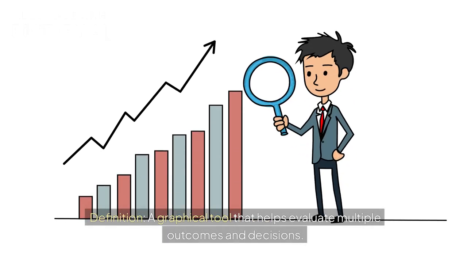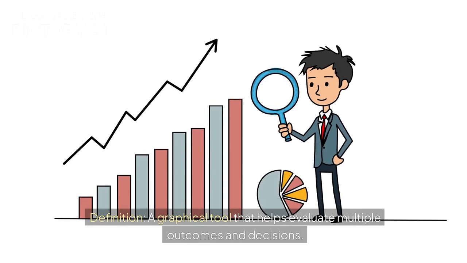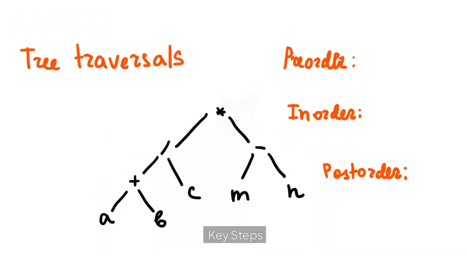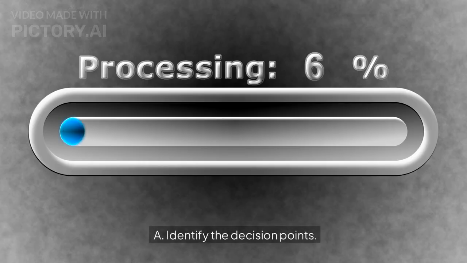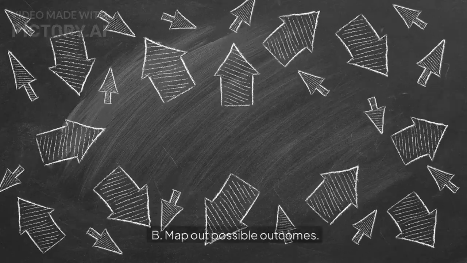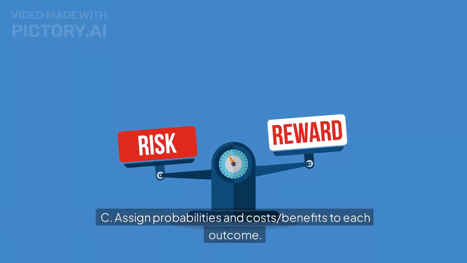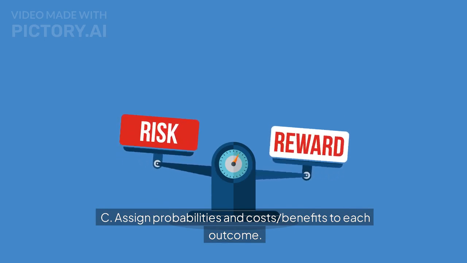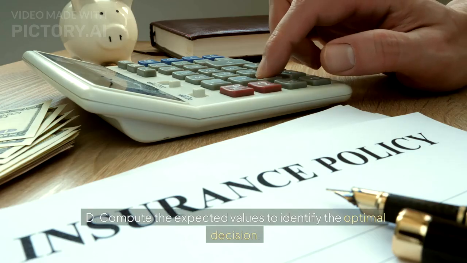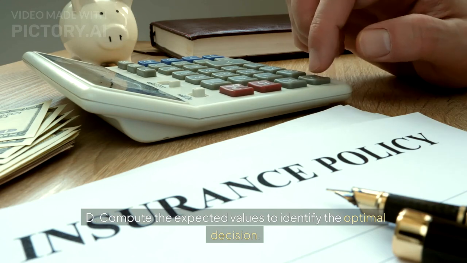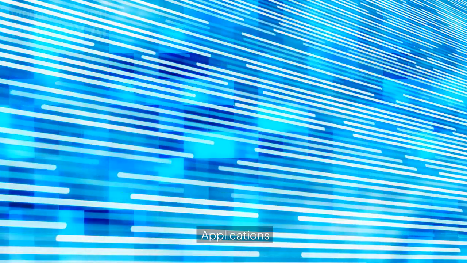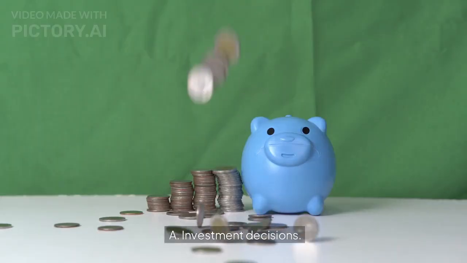6. Decision trees. Definition: a graphical tool that helps evaluate multiple outcomes and decisions. Key steps: A. Identify the decision points. B. Map out possible outcomes. C. Assign probabilities and costs or benefits to each outcome. D. Compute the expected values to identify the optimal decision. Applications: A. Investment decisions. B. Risk management.